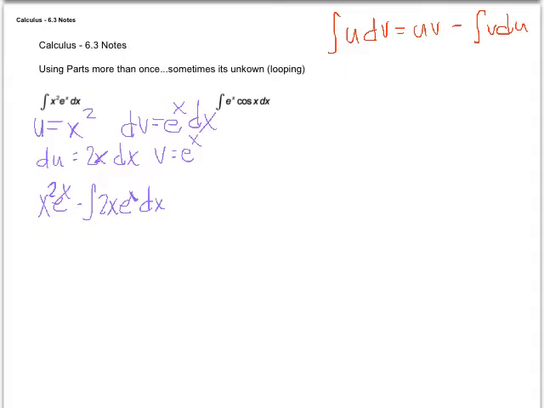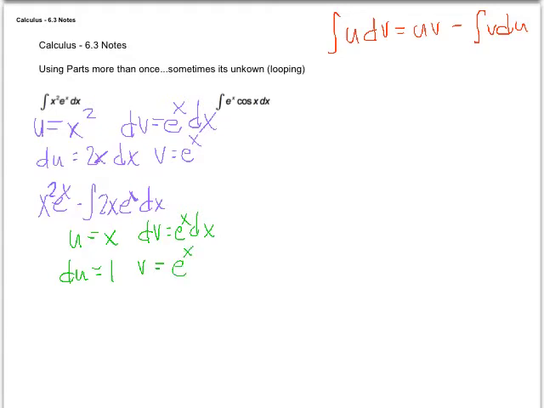Now he's not done because I still really can't integrate the 2x e to the x part. So what I'm going to do is keep my same u and same dv. So when I do it again, I'm still going to let u equal x, and I'm still going to let dv equal e to the x dx, because what I want is du equaling 1 and v equaling e to the x.